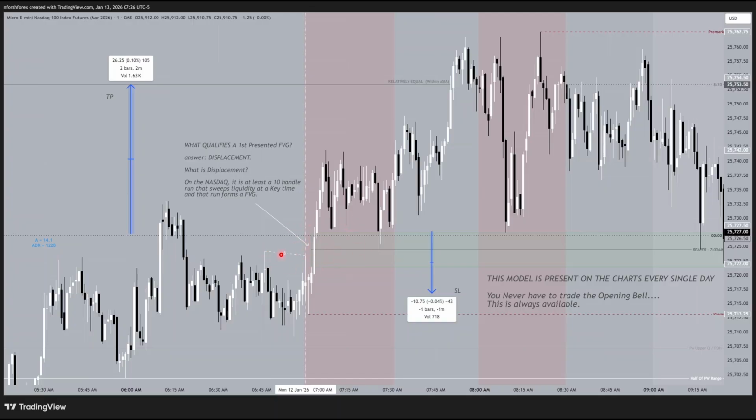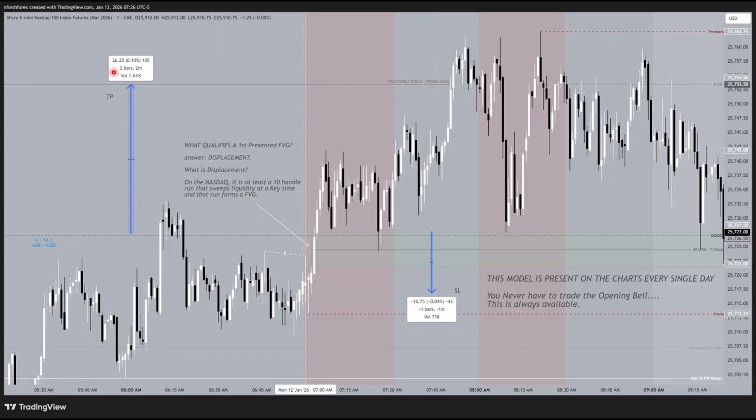Next, you must sweep liquidity. We see liquidity being swept here. So a displacement is a move at a specific time that sweeps liquidity, forming a fair value gap there, which makes this qualified to be a first presented fair value gap. Drawing that out, you see that price hits the consequent encroachment and produces this beautiful rally to the relatively equal highs we saw at Asia. That's a bread and butter setup.